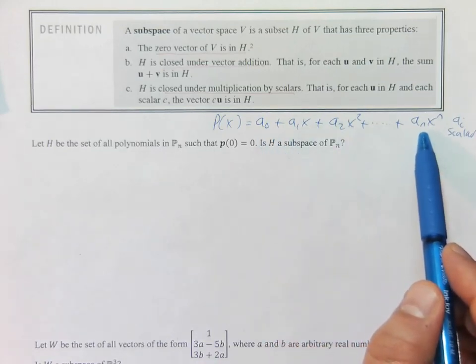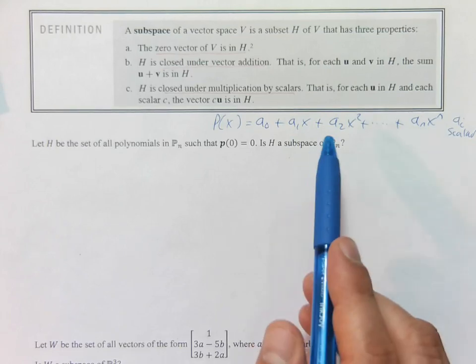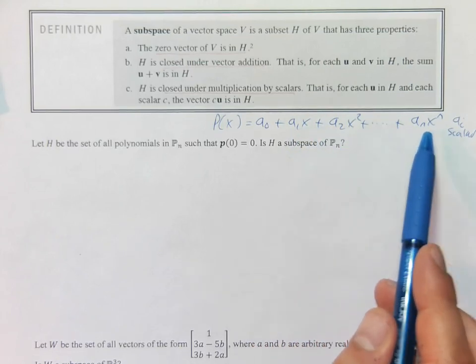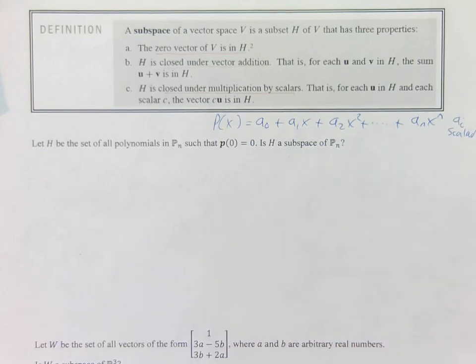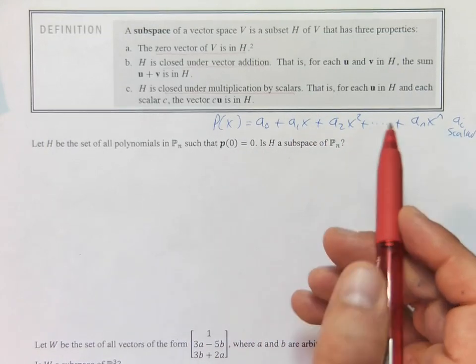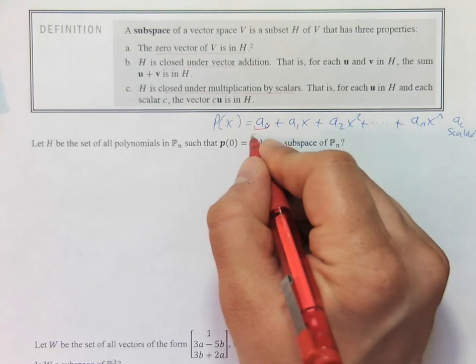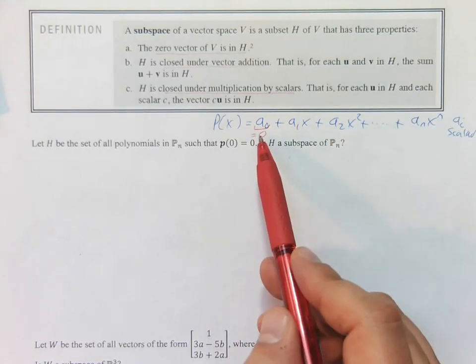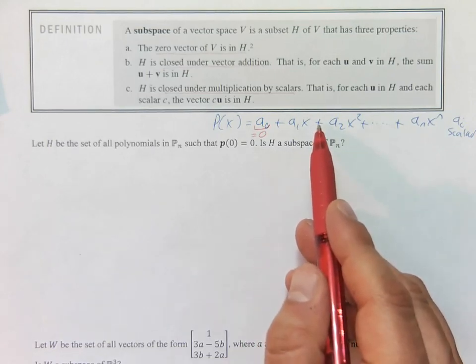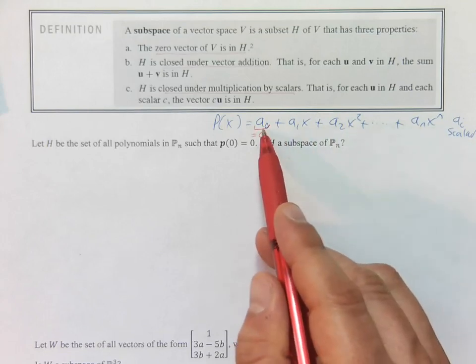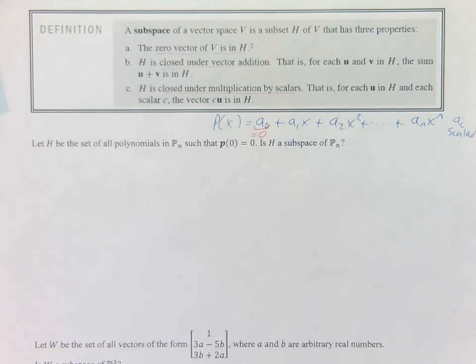Some degree n polynomial. Well, if we want to plug a 0 into all the x's and have the result be 0, what does that mean about the coefficients? It means something specific. Maybe take a second and think about that. Pause the video if you need to real quick. Well, if we want to plug a 0 in and get a 0 out, that means that this term, the a0 term, needs to be 0. And so the question is, is this a subspace of Pn?